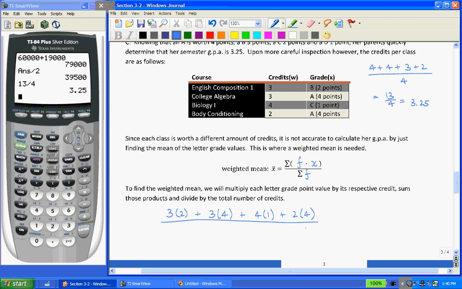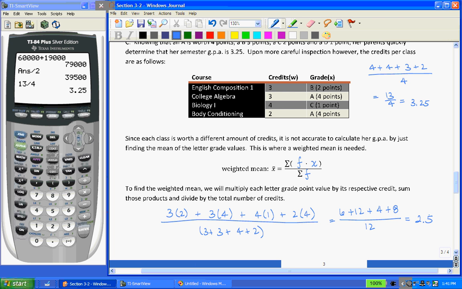The total number of credits is the 3 plus 3 plus 4 plus 2. So we end up with 6 plus 12 plus 4 plus 8 divided by 12, which works out to 2.5. Well, that's quite a bit different from 3.25, which is how the parents calculated her grade point average before.